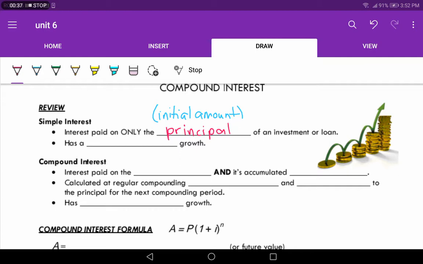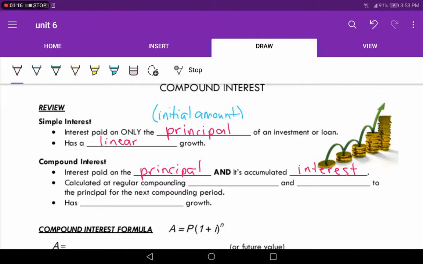Okay, and simple interest has a linear growth. Again, that just means it's increasing by the same amount each time. On the other hand, we learned that compound interest is interest paid on, again, that principal as well as its accumulated interest. Okay, so that, again, was the main difference there, is that you involve the interest in the new principal, basically, or the new total amount.